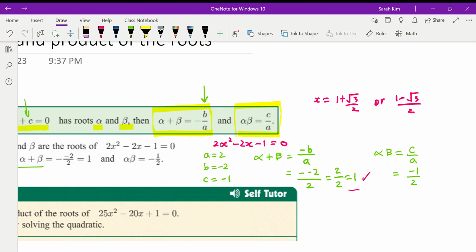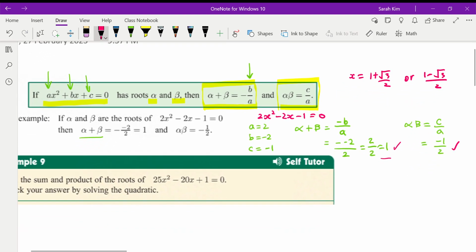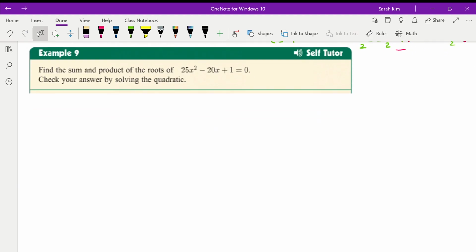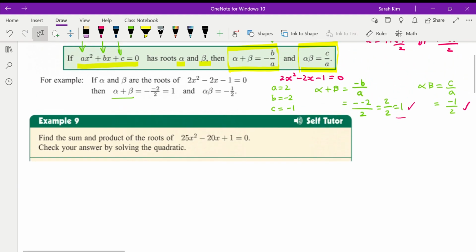If I times them, so I'm going to go back and times them on my calculator, I get minus 1 over 2. So you can check that on your calculator. Obviously you can't see my calculator screen, but it does check out. It works. So those are the 2 facts that we can use to problem solve different questions. So we are going to find the sum and product of the roots of these and check your answer by solving the quadratics.